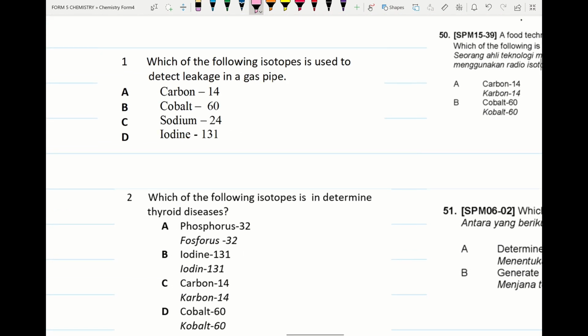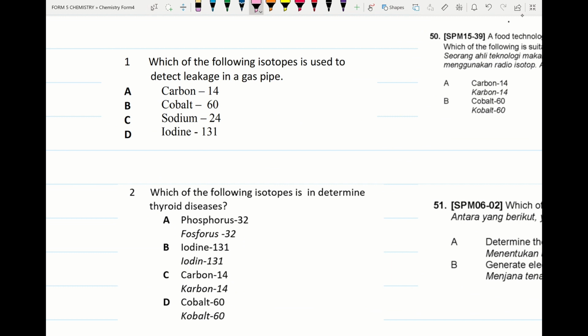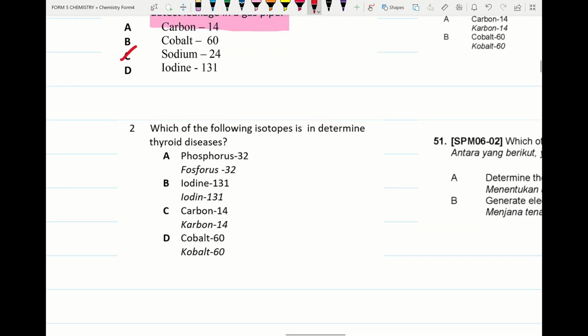Try to look at this question. Which of the following isotopes is used to detect underground pipe leakage? The answer will be sodium-24. And which of the following isotopes is used in determining thyroid diseases? That will be iodine-131.